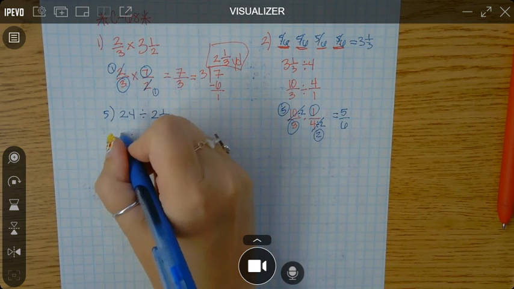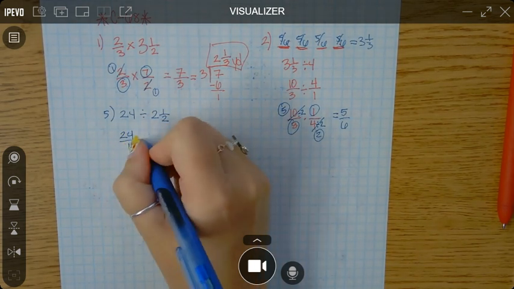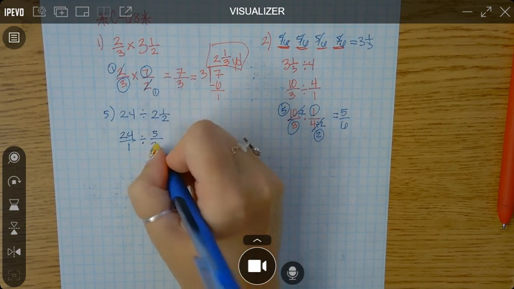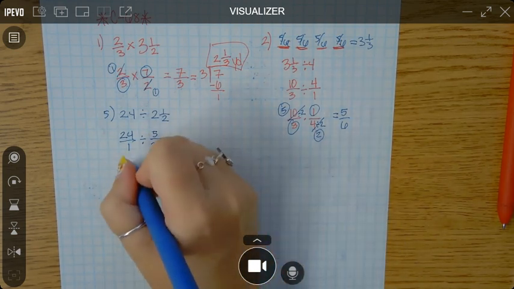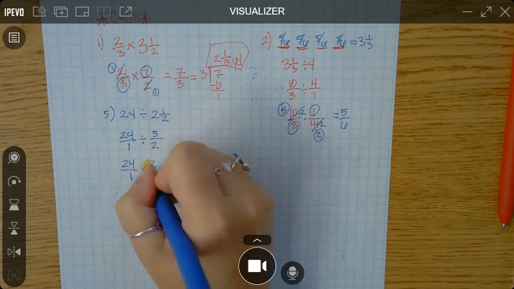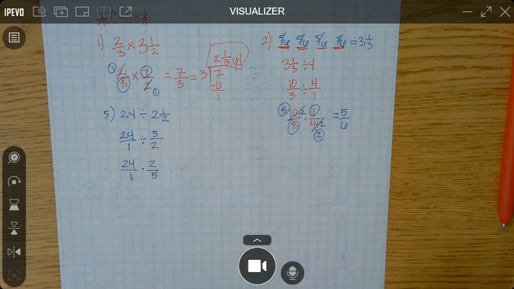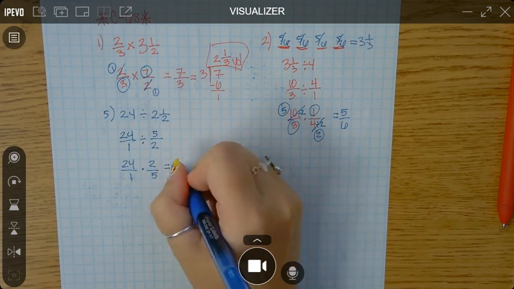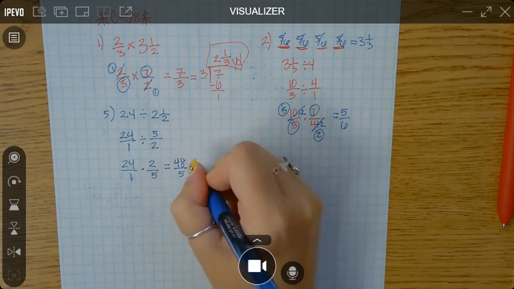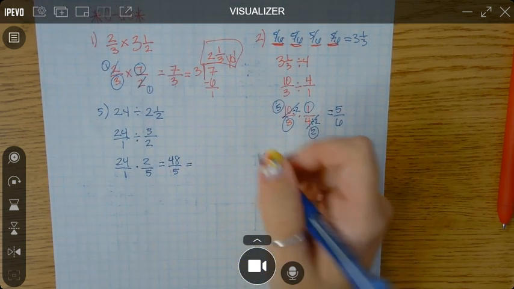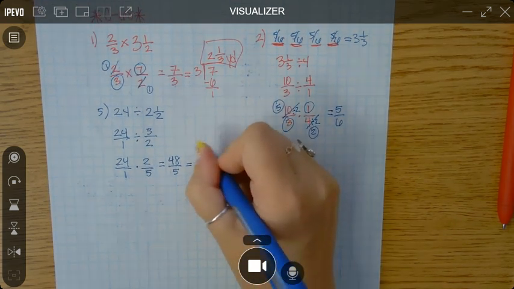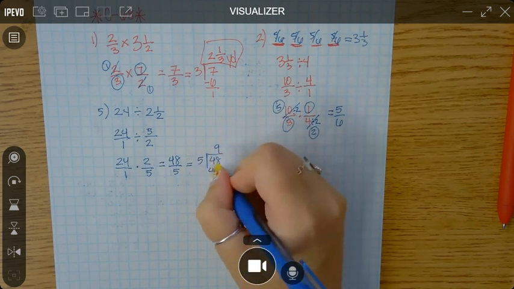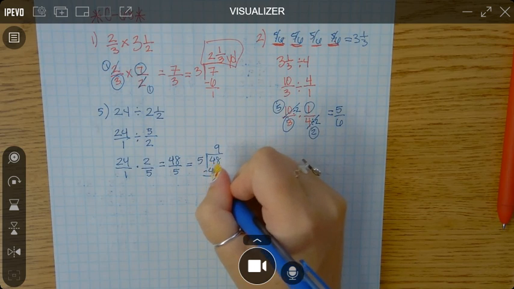All right, so 24 over 1, there's that fraction. 2.5 becomes 2 and 1/2, so 4 plus 1 is 5 over 2. Remember, when you're dividing, you got to do keep, change, and flip. Okay, now unfortunately, I can't cross cancel anything. So when I multiply across, I get 48 over 5. And I want to figure out what that is. So 48 divided by 5. 5 goes into 48 9 times. And how much is left over? 3/5.